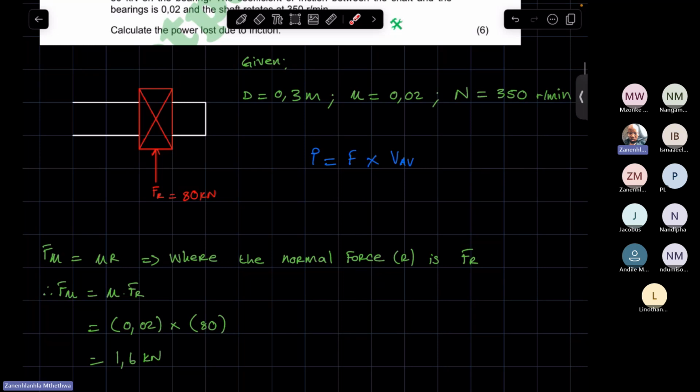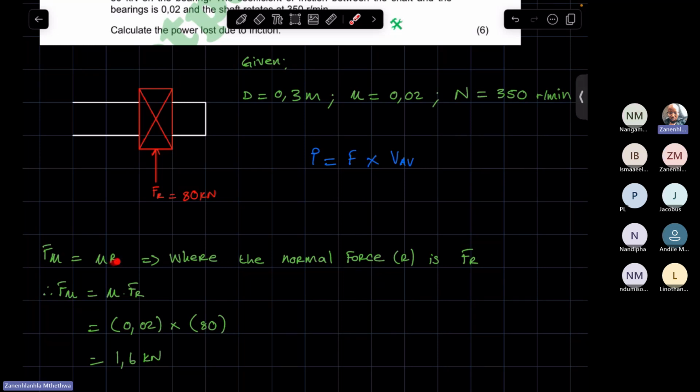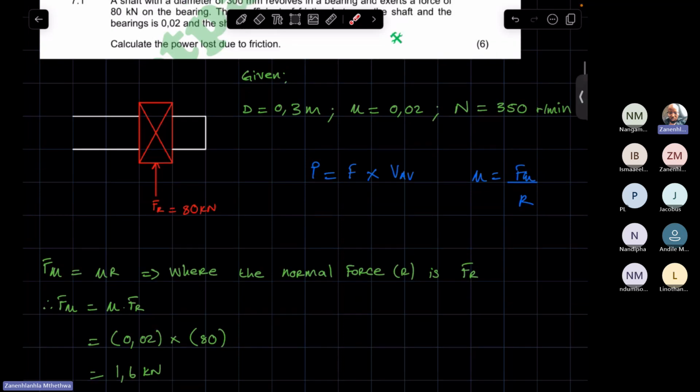From engineering science, we know there is a relationship between F mu and the normal force, and that relationship is F mu is equal to mu R. Maybe some of you know this formula as mu is equal to F mu, the frictional force, divided by the normal force, which you may know as Fn. So this is the normal force R. From this, we get F mu equal to mu times R. Now we've been given mu, and I've already made a relation between the normal force and the radial force being exerted on the bearing.